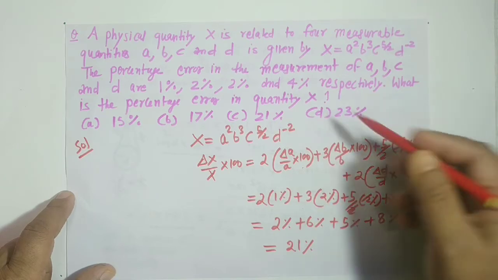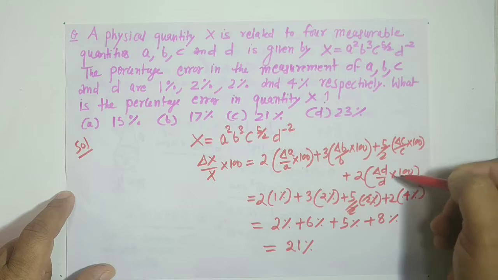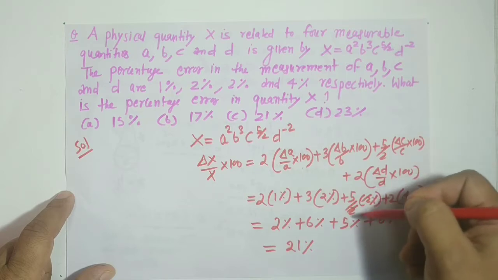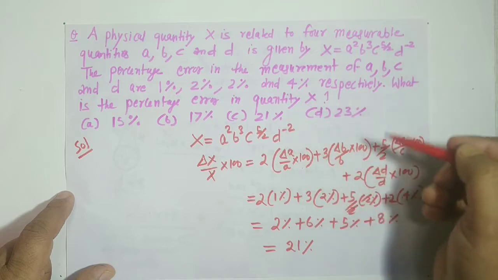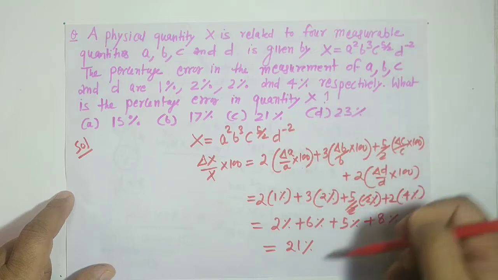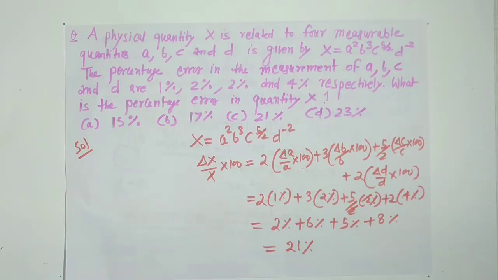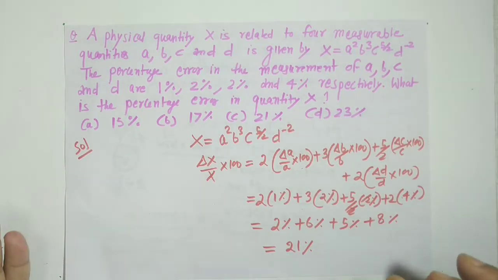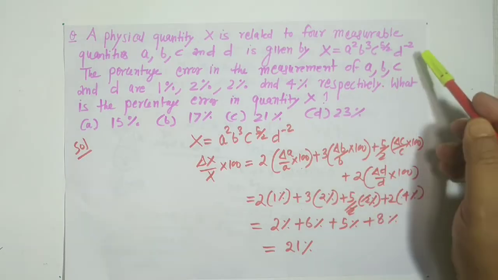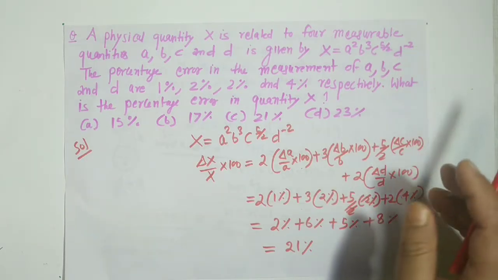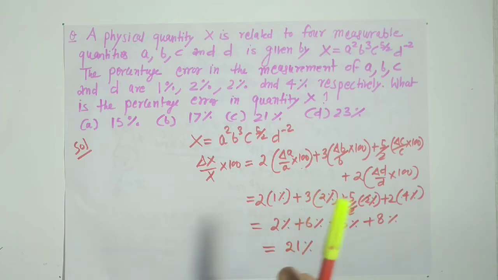So again repeating, 2%, 1 you have kept here, then 3 into 2, 6, then what? 5 by 2 into delta C by C into 100 is what? 2%, then 5. Okay, and at the last we have 2, and then it is 8, and it becomes 21%. So very easy to get a percentage error. Already you have done a question on the percentage error. So percentage error you can find out with the related quantity. This is always take plus, here it is minus. So this is the question number 2.